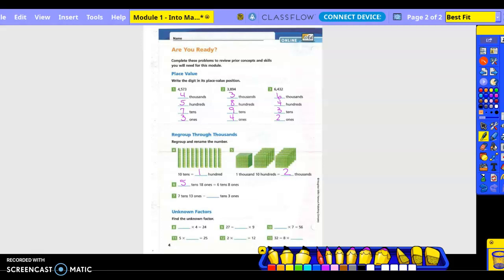7 tens, 13 ones. So they're going to take how many of those ones? 10 of them and make it into another 10. So now we have a total of 8 tens and 3 ones.